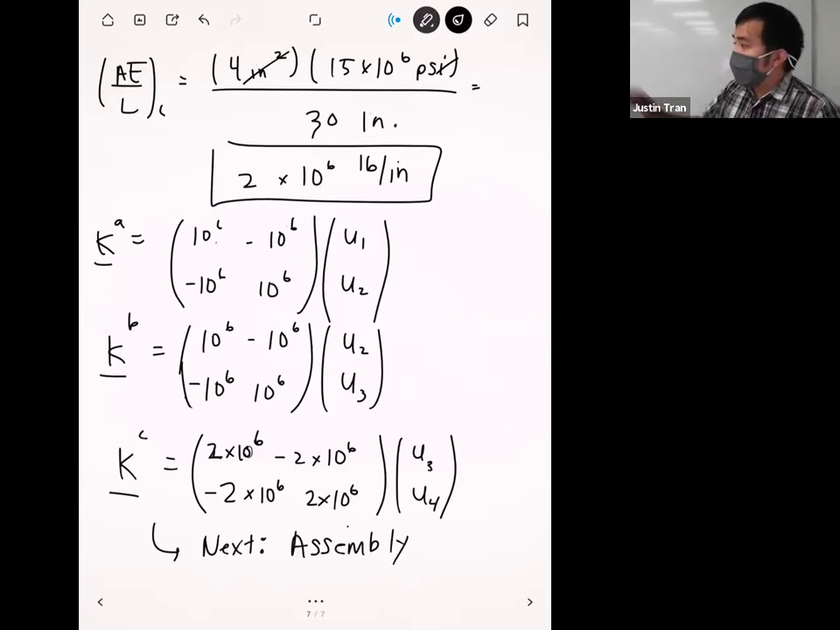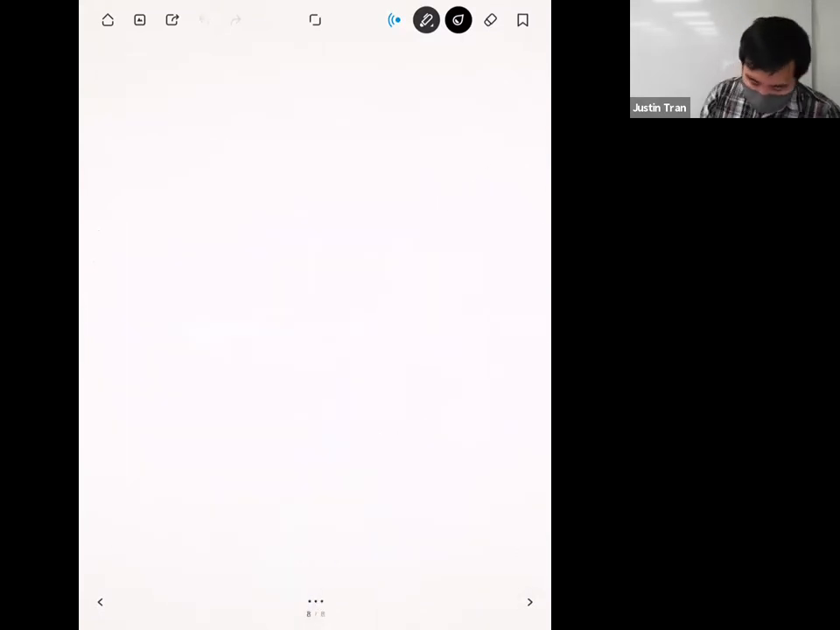Any questions on how we got these values for the element stiffness matrices? Okay, let's go ahead and put them into the one global system. Our global system here is going to be 4 by 4 because we have four nodes total in our system. Let me go ahead and label the columns.